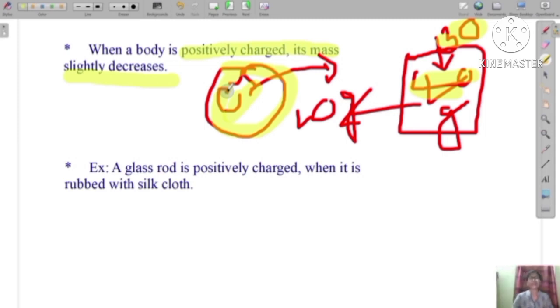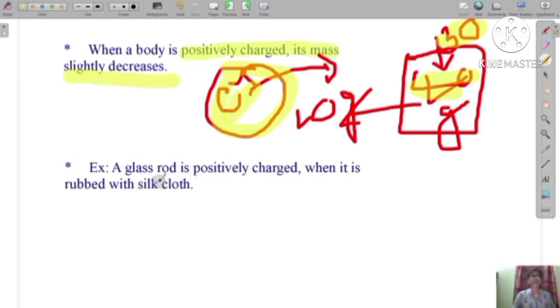Whose mass is going to be decreased? The positively charged body's mass is going to be decreased. I hope you have understood. So in case of positively charged bodies, whenever it loses its electron, its mass slightly decreases.